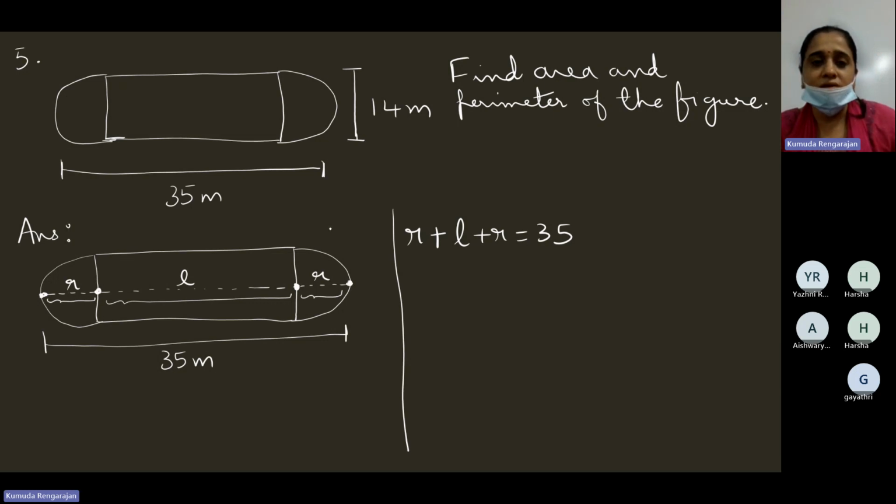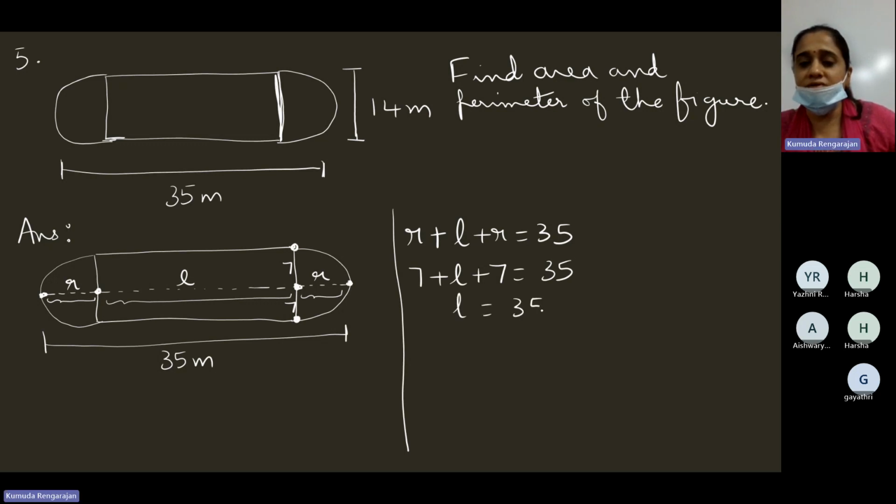Now, what is this 14? This is 14. So how much will it be here? 7 and 7, right? This is the center. So 14 is the diameter of the semicircle. So radius is 7. So 7 plus L plus 7 is equal to 35. L is equal to 35 minus 14. So the length of the rectangle is 21 meters.